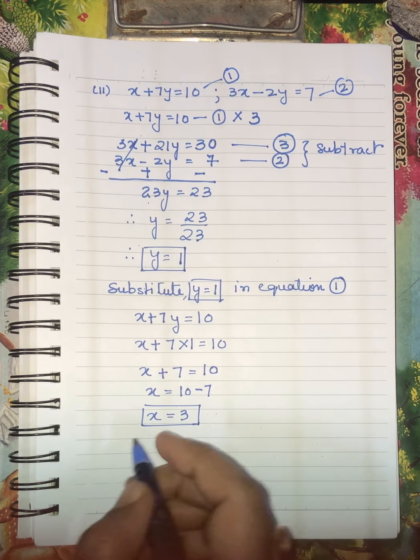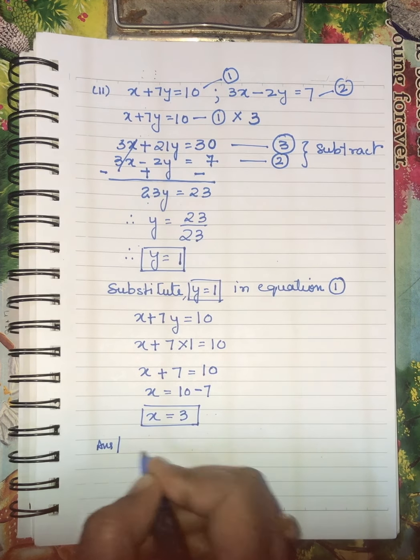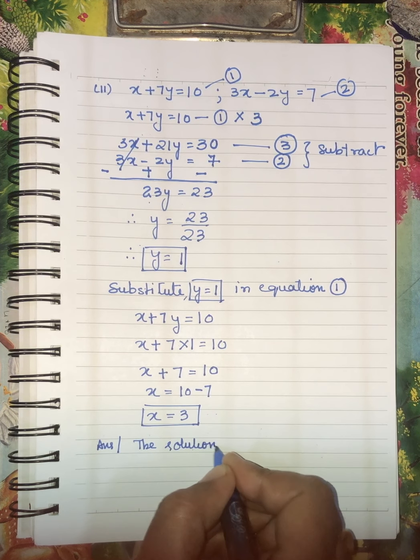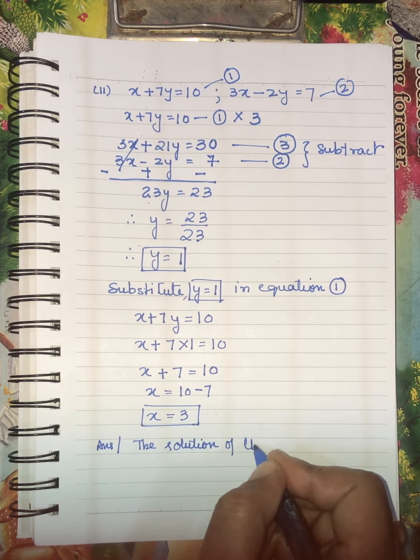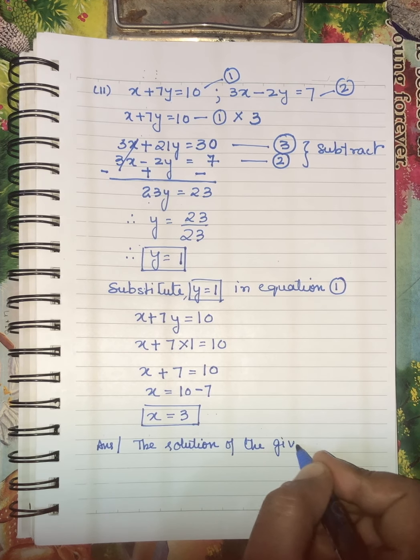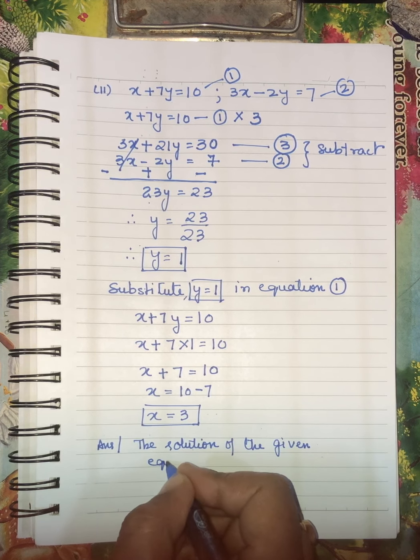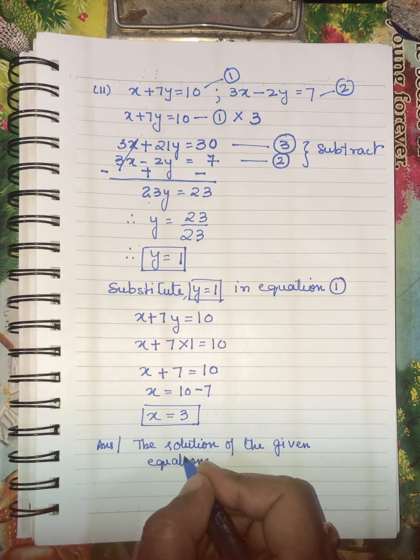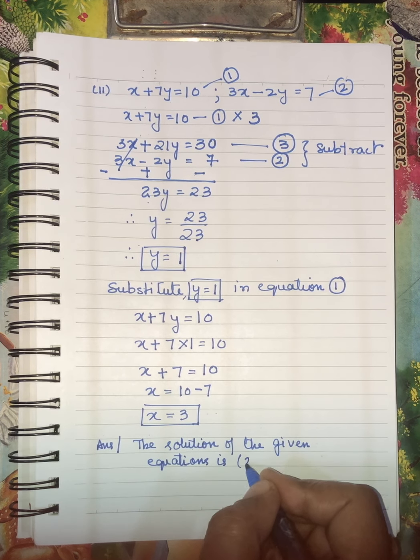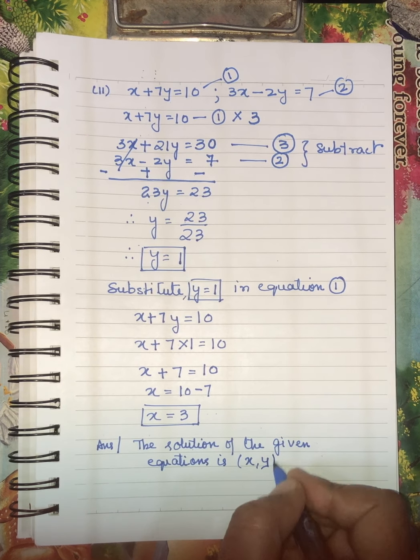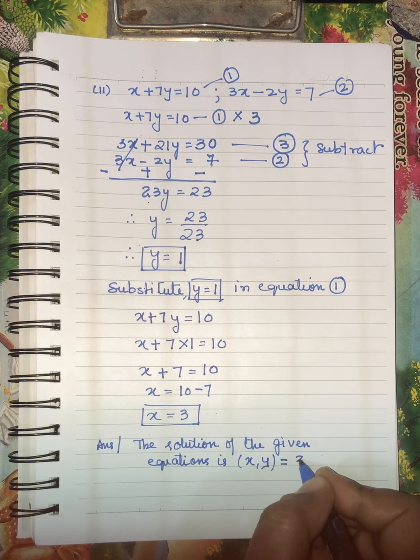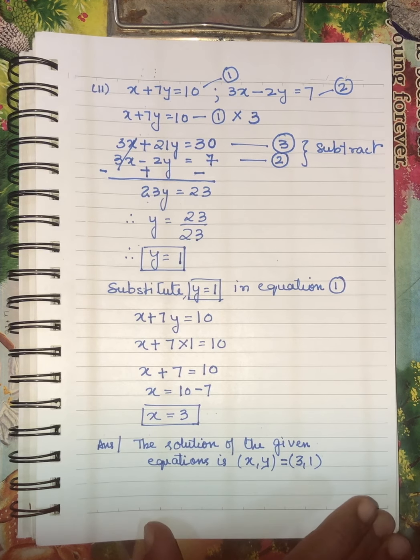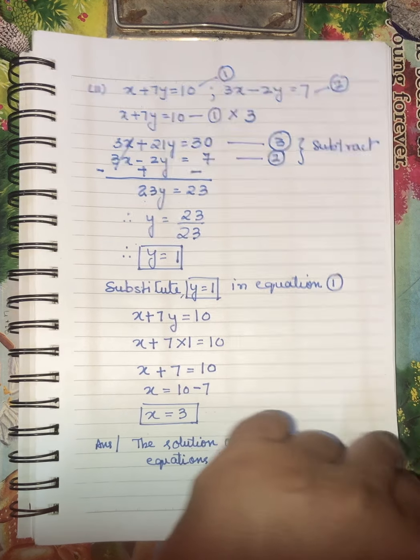And box it. The answer is the solution of the given equations is, children, here the variables are x and y, so always x first and y comes later. So 3 and 1. Fine. Let us go for the third one.